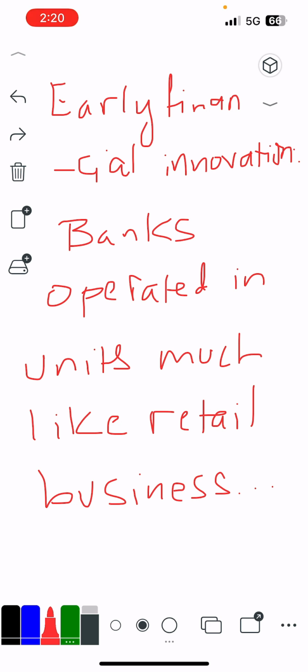So the profit was high, as a result of which these entrepreneurs, these small businesses, started dealing with the public directly. So these were the early financial innovations. Not much of a banking innovation when it comes to banks, but more of a financial innovation.